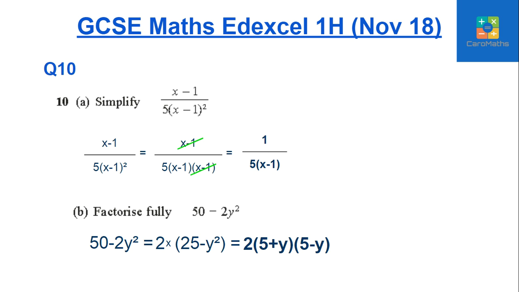The examiner's report noted that many students picked up 1 mark for the partial factorization, but many could not go any further, so they did not score full marks.